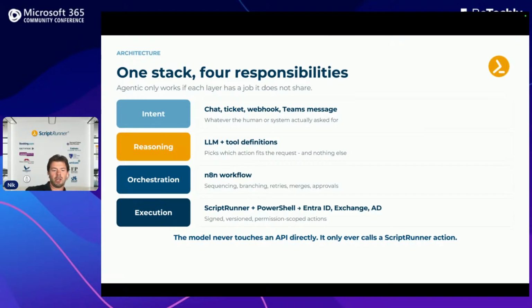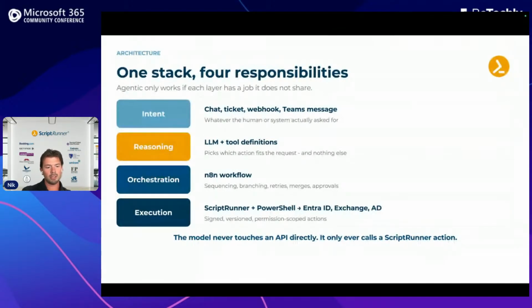The next one is orchestration. Here I'm mentioning n8n workflows, but it can be any workflow engine you're using. Important here is sequencing, branching, retries, merges, approvals. This is where the plumbing lives. And the last one is execution. So execution is actual execution of your script, of your action. Script, in our case, that's a script runner running your PowerShell against Entra ID, Exchange, Active Directory, signed, and versioned.